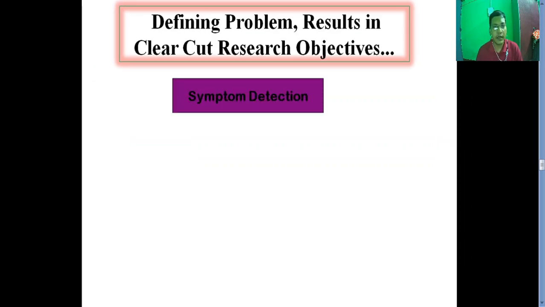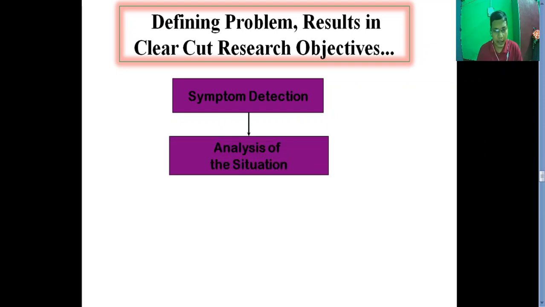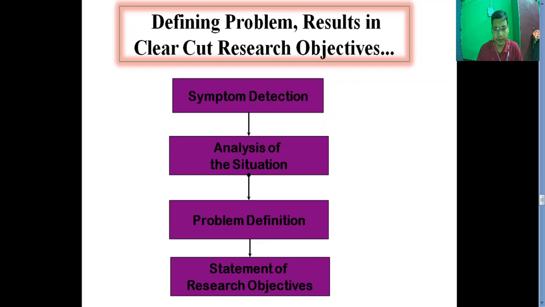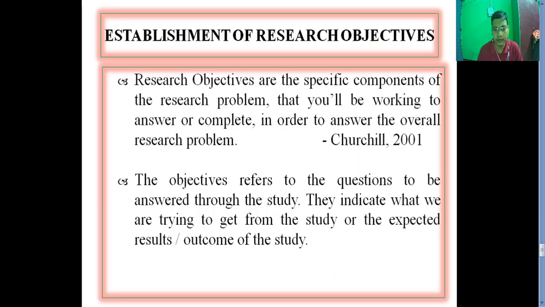Defining a problem results in clear-cut research objectives. Symptoms detection, analysis of the situation, then statement of the research objectives. Then problem definition. Establishment of the research objectives.